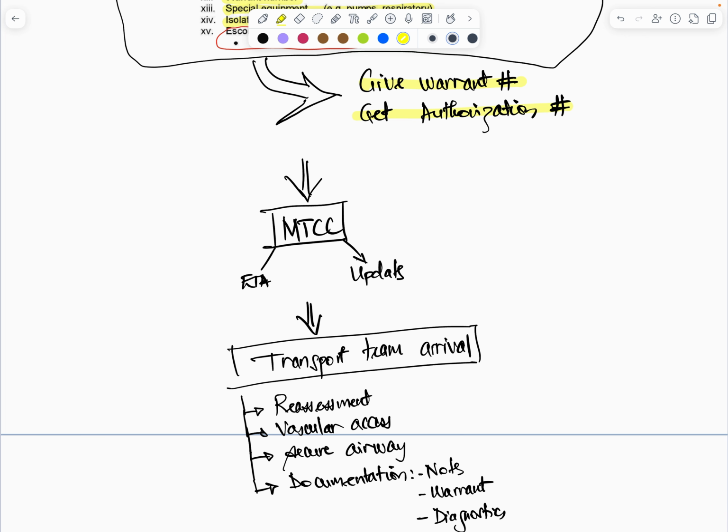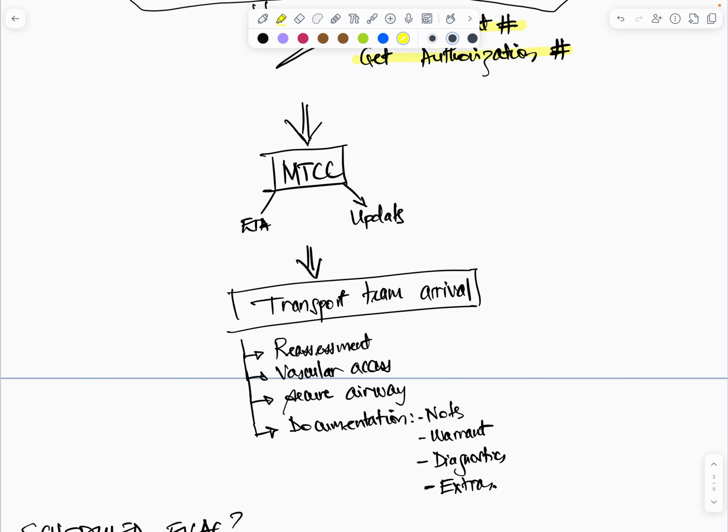So we have been getting updates from the MTCC. We know our transporter is on the way. When they arrive, usually what they will do is they will do a reassessment of the patient at bedside. Okay? They will make sure there is good vascular access. They will make sure the airway is secure.